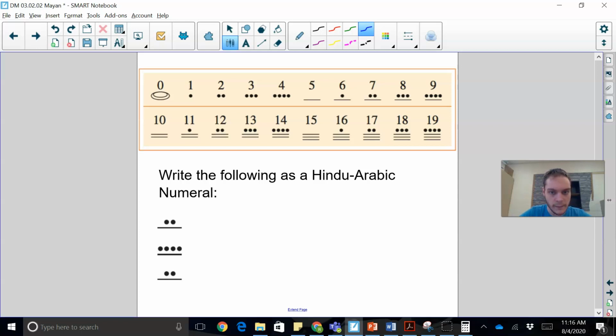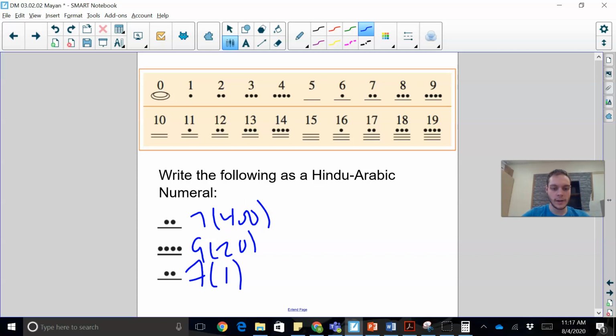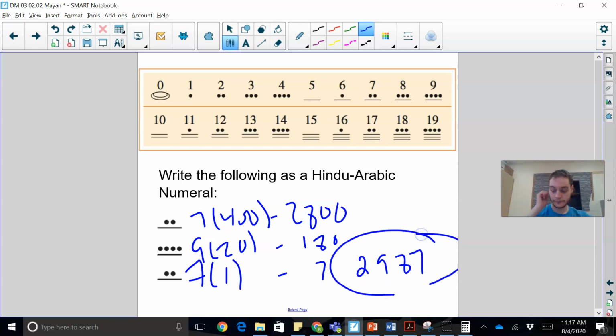Okay, so another one. 2 dots with a bar is 7 times 1. And then we have the 9 times the 20. And then we have 7 times 400. So 7 times 400 is going to be 2,800. This would be 180, and this would be 7. So you add them together, you get 2,987. We're going a little fast, so feel free to rewind, pause, email your teacher, contact who you got to contact.